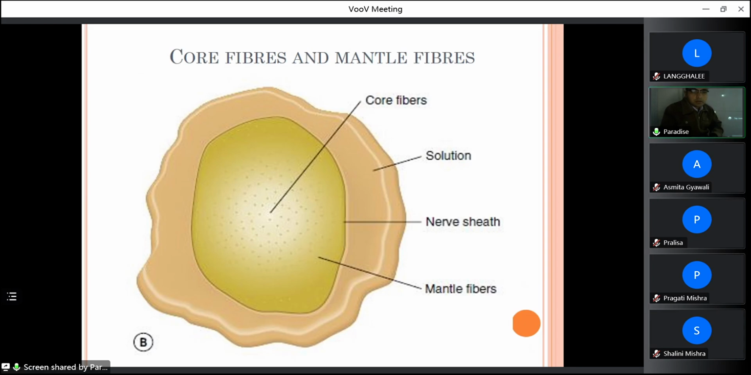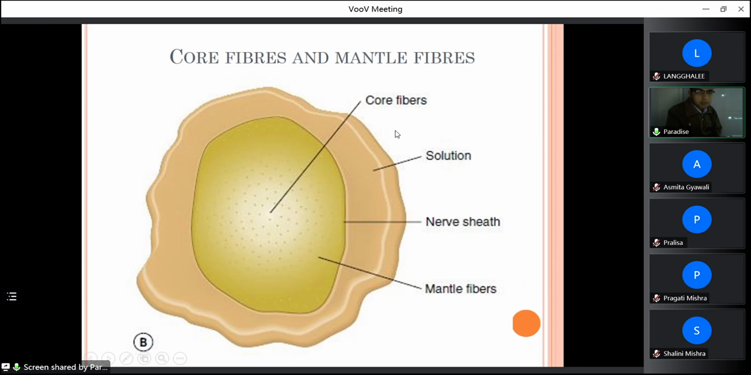Next thing you should know is core fibers and mantle fibers. If you see the nerve bundle, as you have seen, the individual nerve fibers form the fascicles, and the multiple fascicles form the nerve bundle. In the nerve bundle, some nerve fibers are present in the center, and some are present in the periphery. The nerve fibers present in the center are known as core fibers, and the nerve fibers present in the peripheral region are known as mantle fibers, peripheral fibers.